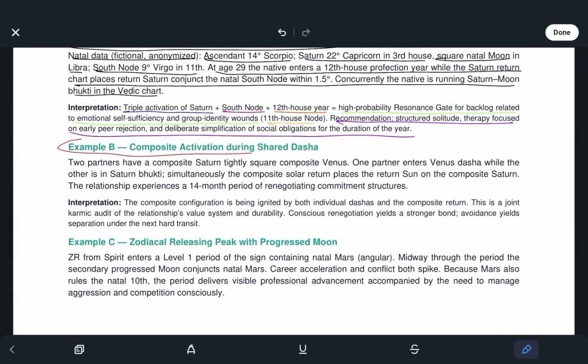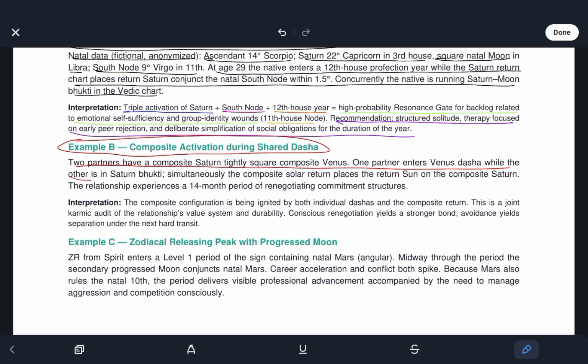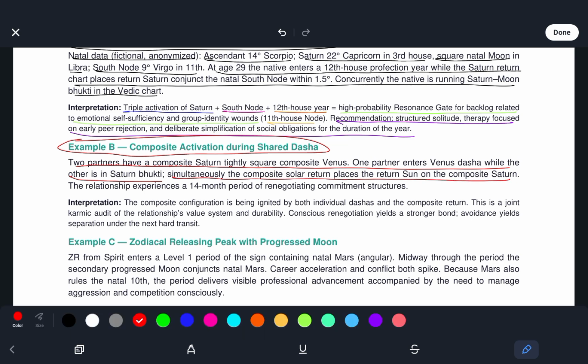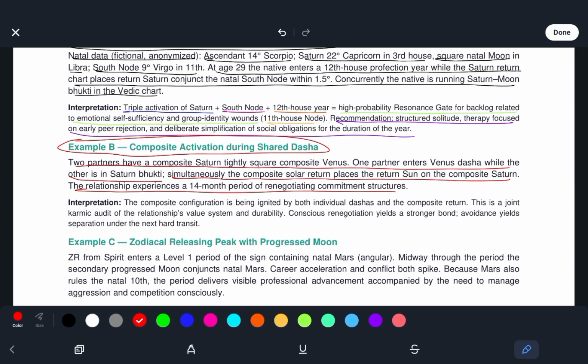Example B is composite activation during the shared dasha. Two partners have a composite Saturn tightly square composite Venus. One partner enters Venus dasha, while the other is in Saturn Bhukti. Simultaneously, the composite solar return places the return Sun on the composite Saturn. The relationship experiences a 14-month period of renegotiating commitment structures.